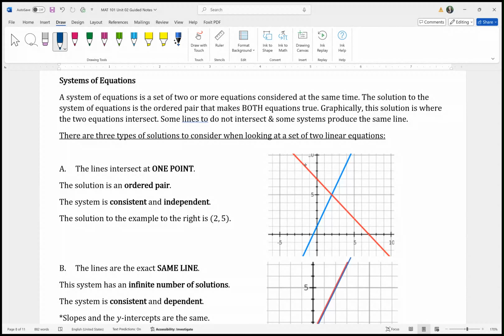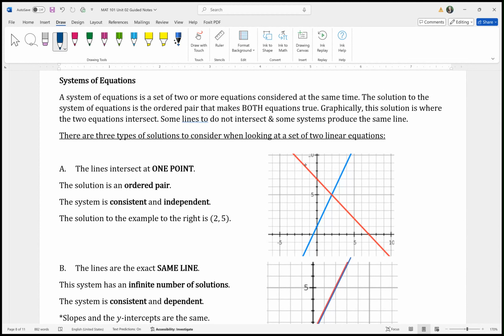Okay, so forget the equations just for now. Let's look at the different possibilities that we could get out of a systems of equations. Okay, so let's say we graph these two lines and they cross only at one point. Then that means that those have one solution and it is an ordered pair.